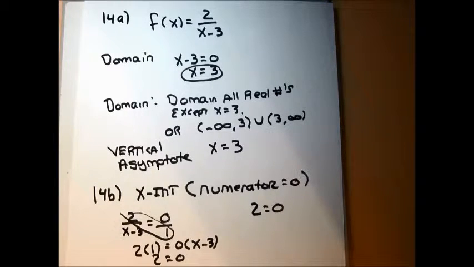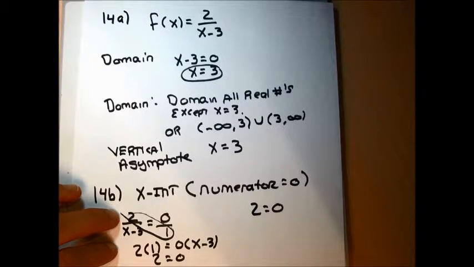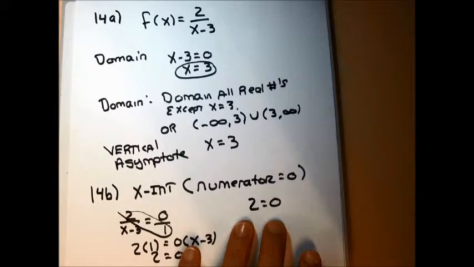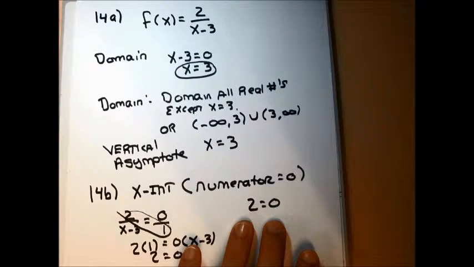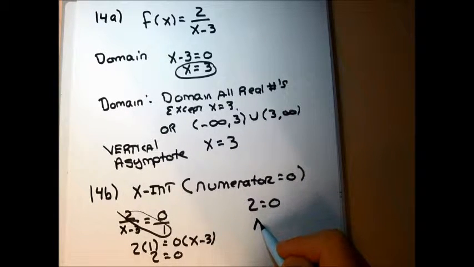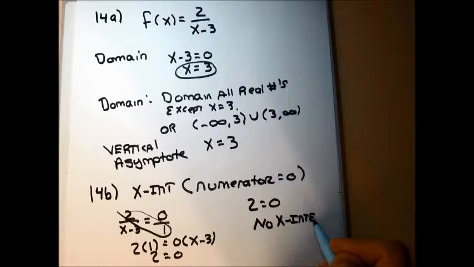So it works generally to find an x-intercept, you take the entire equation or the function and set it equal to 0. But for a fraction, the math will always boil down to setting the numerator equal to 0. And because the numerator doesn't have an x and 2 doesn't equal 0, there's going to be no x-intercept. So there's going to be nothing extra to show on my graph for this particular step.